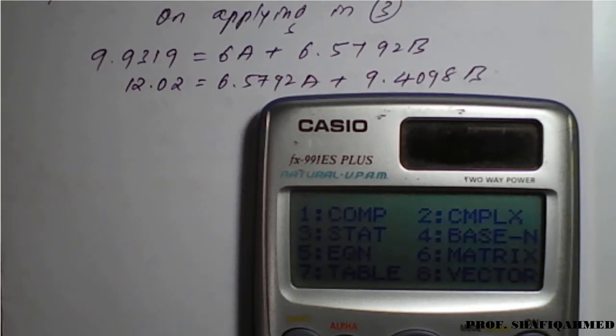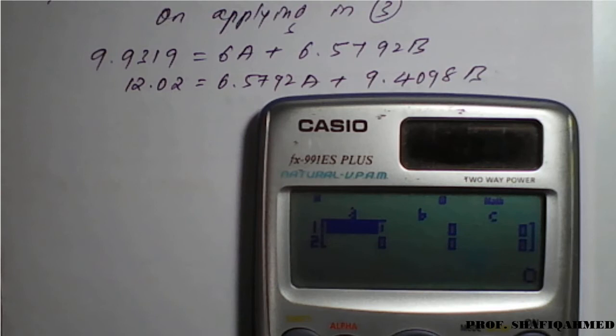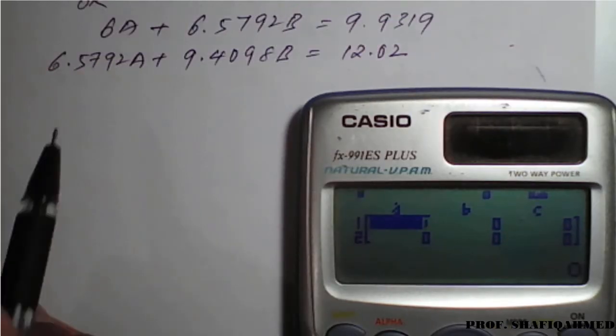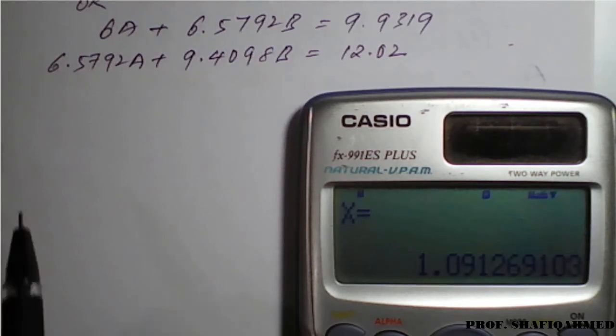Now we'll use the calculator. Mode option 5, then the first one. All coefficients we need to apply here. On rearrangement we get this equation. The coefficient of A is 6, B is 6.5792, then the constant is 9.9319. The second equation coefficients are 6.5792, then 9.4098, and next is 12.02.